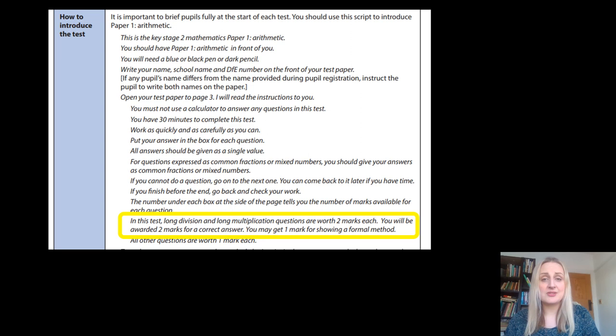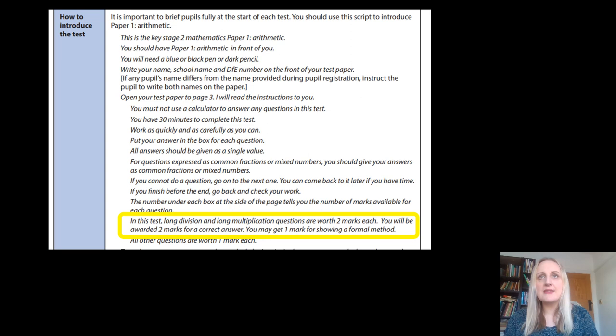Now, if I show you this little extract from the instructions that come with the tests, it says that long division and long multiplication questions are worth 2 marks each, and you'll be awarded 2 marks for a correct answer, and you may get 1 mark for showing a formal method. Now, formal method is not something that is defined in mathematics. That is not a mathematical phrase.